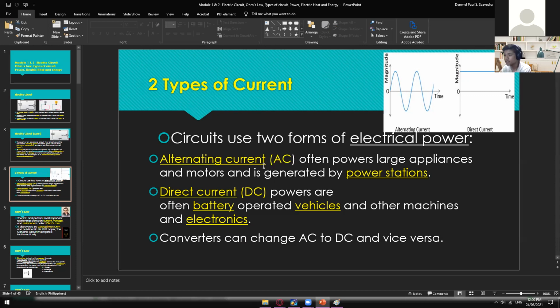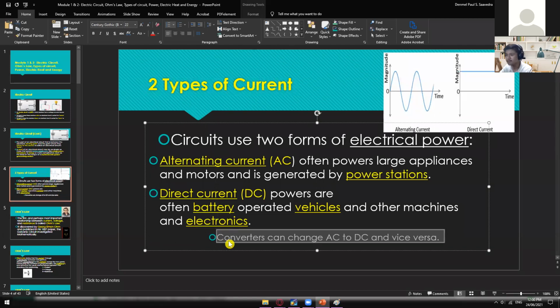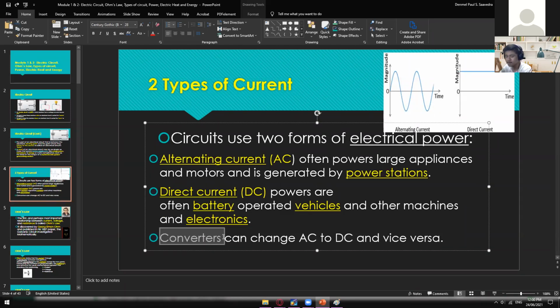AC, or alternating current, often powers large appliances and motors and is generated by power stations. DC often powers battery-operated vehicles and other machines and electronics. Of course, we can convert DC to AC or AC to DC, but these converters will be discussed in electronics, not in electrical circuits. That's it for the types of current. One more thing: we will not discuss AC in this subject. We will only focus on direct current.